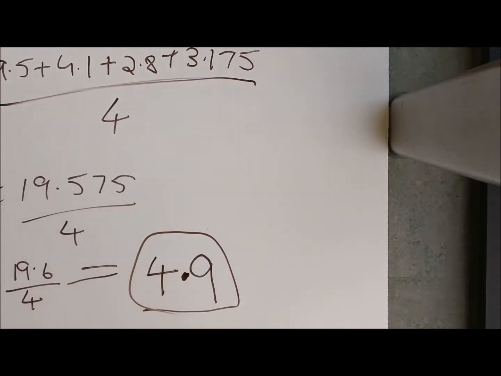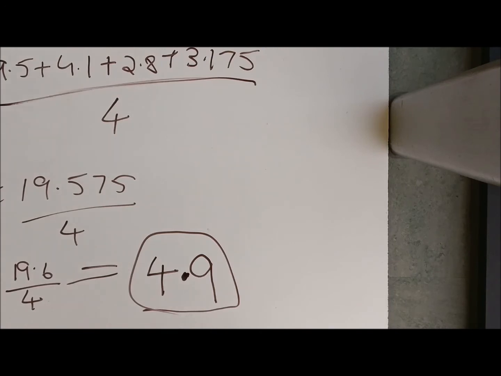Here you have four numbers divided by 4, which means it's an average problem. So you've got 9.5 plus 4.1 plus 2.8 plus 3.175, all divided by 4, which means that you have to use the addition rule first and then the division rule. When you add the four numbers, the result should not go beyond one digit past the decimal point. When you add them together, you get 19.575, but then you limit it to one digit past the decimal point, which is 19.6, divided by 4, and the answer is 4.9.